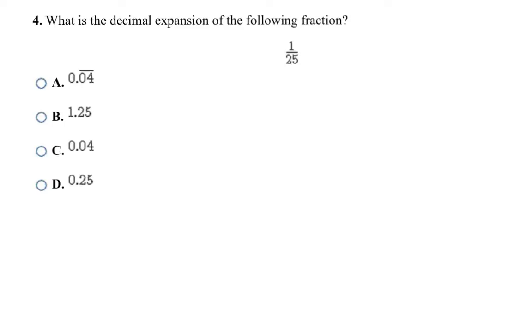So here's another question where they give us a fraction and want us to find the decimal expansion, which just means the decimal form. So that means I'm going to have to use division. So I'm going to take my denominator and place that outside of the division symbol. And then underneath, I'm going to put my numerator. And I'm going to go ahead and divide that.